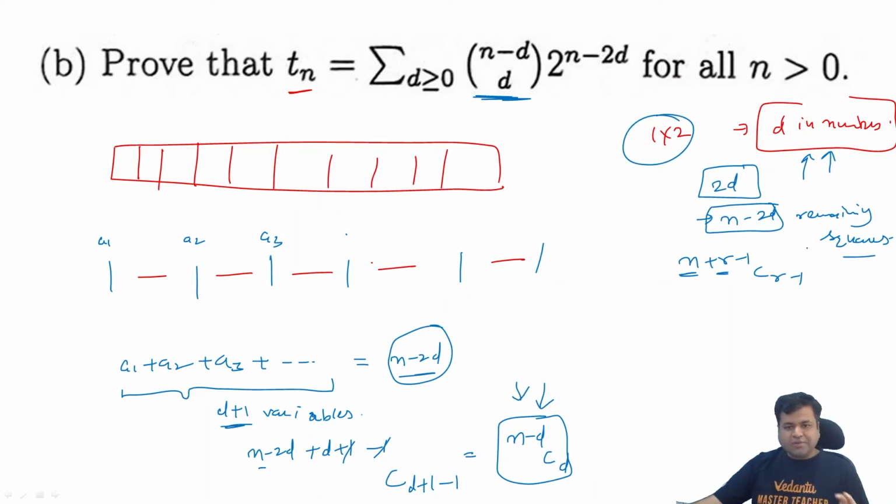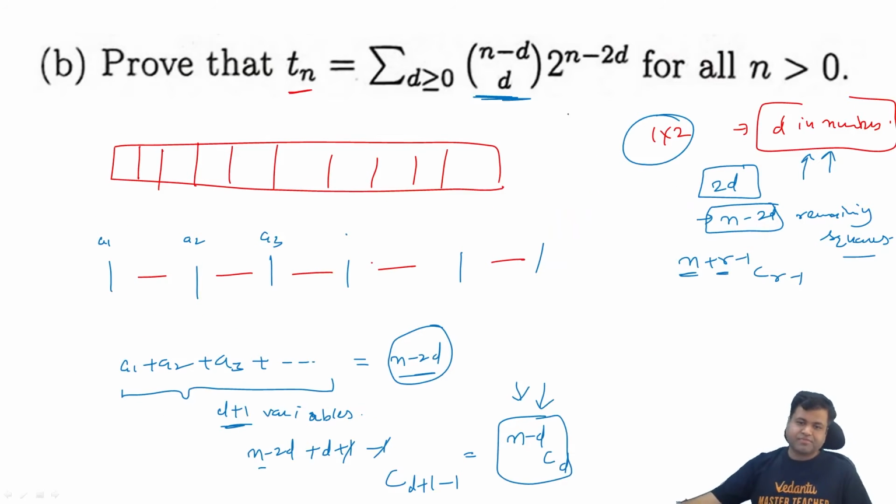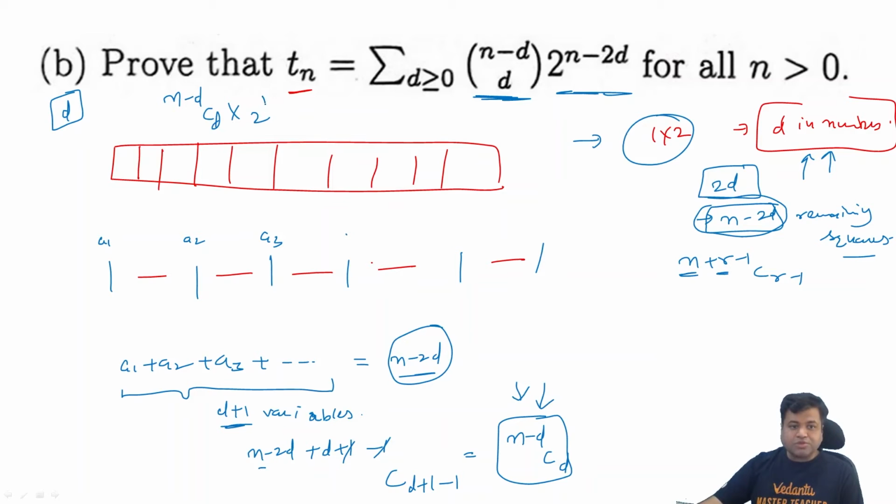So these are the remaining squares. Now for each of these remaining squares we have two options, because we have two colors. If you remember, there was a red tile which is 1 by 1, and there was a blue tile which is also 1 by 1. So for these n minus 2d squares, each square has two options. In total we can place these squares in 2 raised to power n minus 2d ways. Clear? So the story tells us that if we are given d number of available 1 by 2 tiles, the number of ways to place them will be n minus d C d multiplied by 2 raised to power n minus 2d.